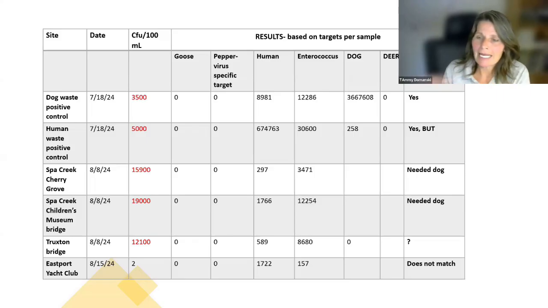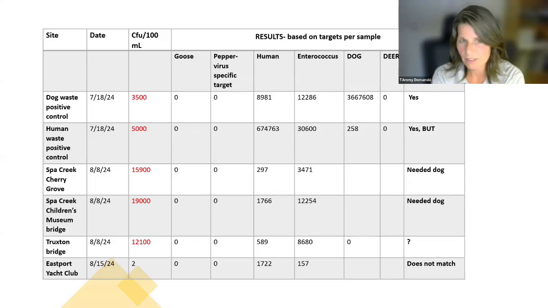You shed DNA from your skin. That's just saying that people had contact with the water. That has nothing to do with if it's bacteria from human feces.